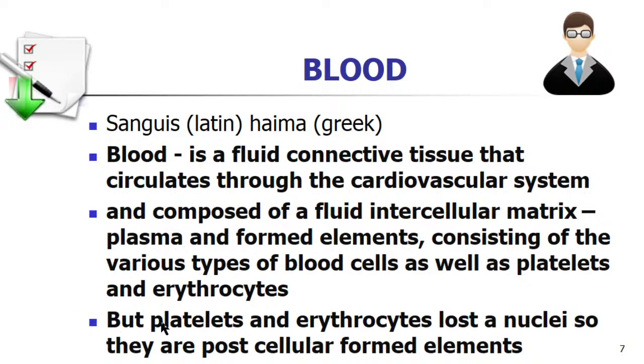Why? Because the platelets and erythrocytes have lost their nuclei, so they are post-cellular formed elements, not cells, without nuclei. So this is the main definition you should be writing in your practical lecture notes. Blood is a fluid connective tissue that circulates through the cardiovascular system and is composed of a fluid intercellular matrix, plasma, and formed elements consisting of the various types of blood cells and platelets and erythrocytes.